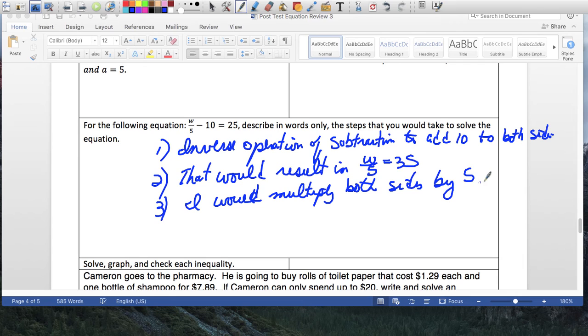I would multiply both sides by 5, resulting in w equals... So if I multiply this side by 5, both 5s would cancel out, giving me 1w. And then on the other side, 35 times 5 is going to give me w equals 175. That's supposed to be a w. And resulting in w equals 175. It's pretty much what I'd like you to write. Now, was that simple?